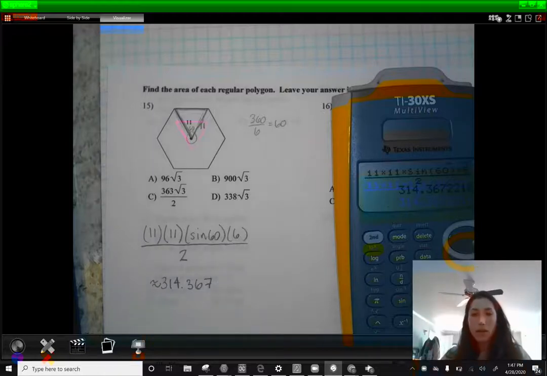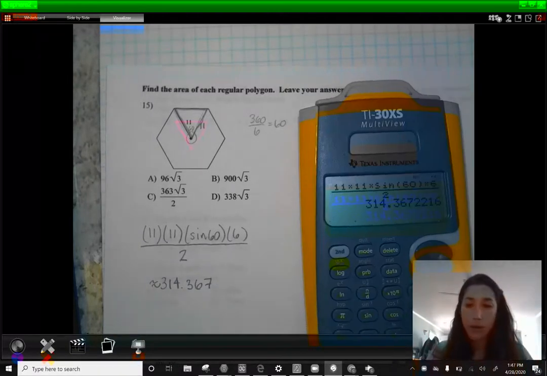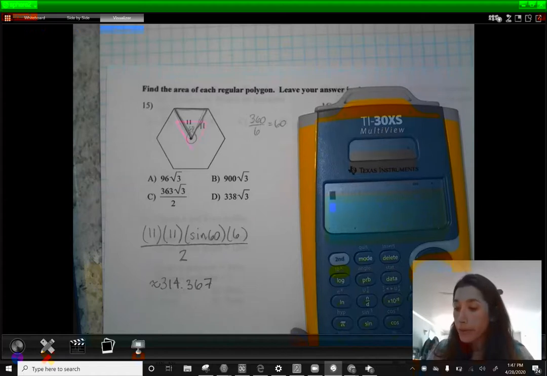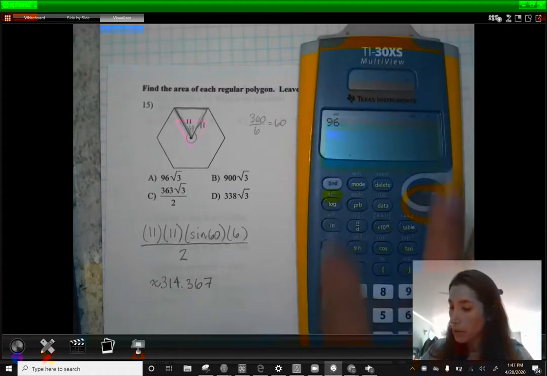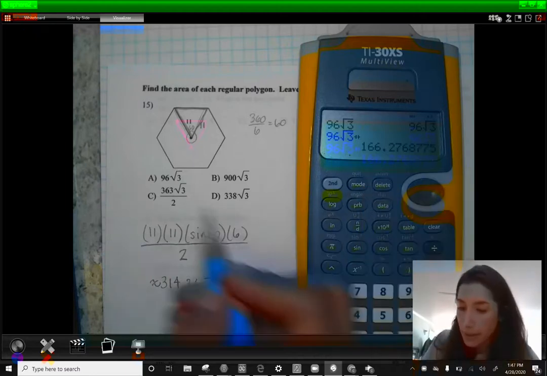Approximation. And I can't on this calculator turn a decimal back into a radical form. So what you're going to need to do is try 96 square root 3. Let's see what that approximation is. Okay, it's not the same.